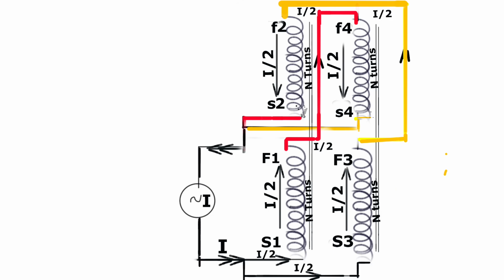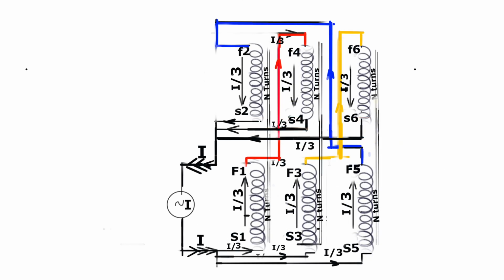The same logic we can extend to three sets of coils, the three limbs. So here F1 is connected to F4, F3 is connected to F6, and F5 is connected to F2. Now the same I by 3 current is flowing in each winding and returning to the source as I. So this is clear.